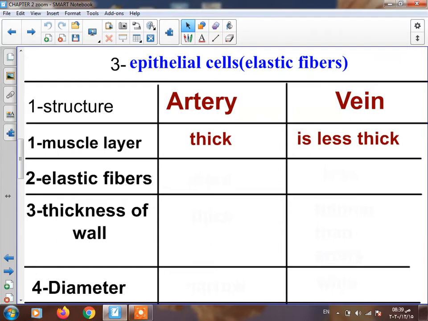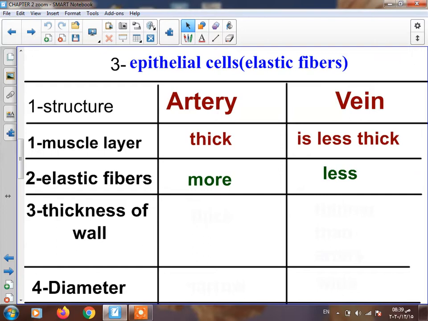So friction may happen more in the artery. To avoid this friction, of course, we find what? Elastic fiber. Do you think the amount of elastic fiber in the artery is like the vein? Of course not. The elastic fiber in the artery is more. Why? Because the blood moves in the artery with more pushing, but the movement of the blood in the vein is slower than in the artery, so the amount of elastic fiber in the vein is less.